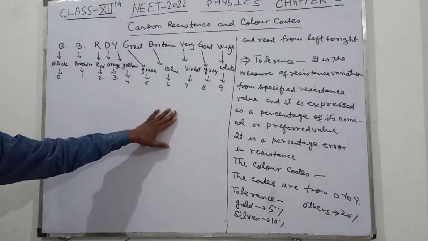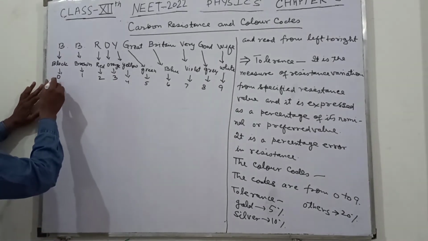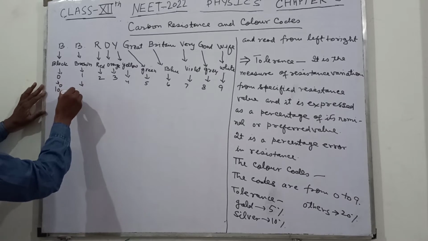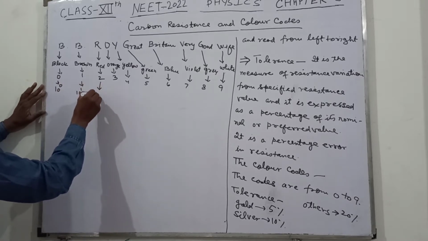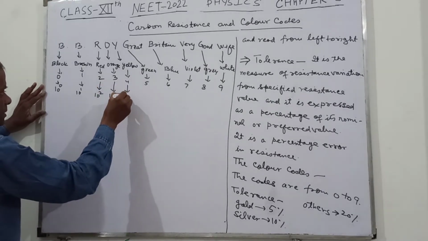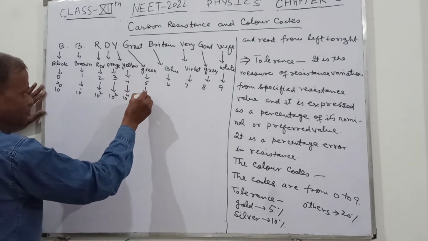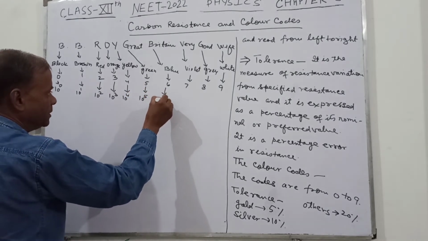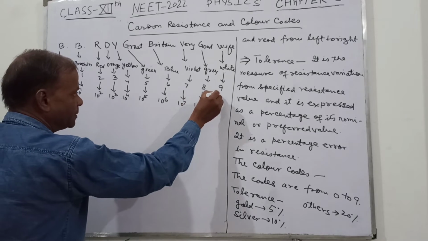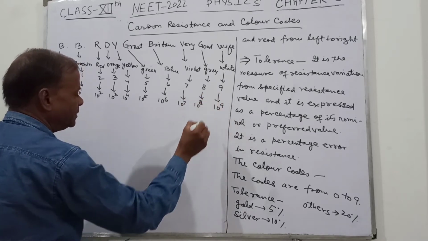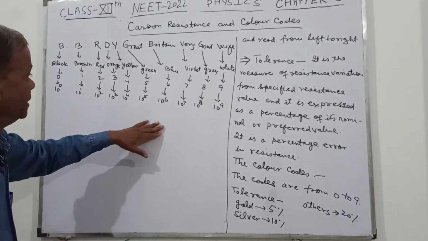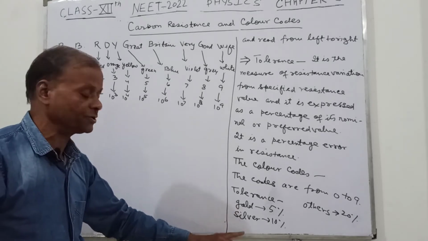Then the power of 10. The third ring is given 10 raised to power. So 10 raised to power 0. This is 10 raised to power 1. This is 10 raised to power 2. This is 10 raised to power 3. This is 10 raised to power 4, 10 raised to power 5, 10 raised to power 6, 10 raised to power 7, 10 raised to power 8, and 10 raised to power 9. These are the powers of 10. And the fourth ring is given to gold or silver.